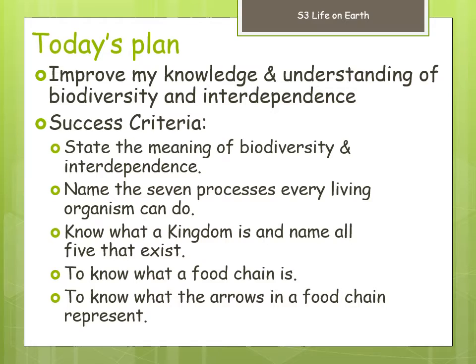So I'll start off every lesson like I probably would do in the classroom and let you know what the plan is. So the plan is to improve your knowledge and understanding of biodiversity and interdependence. And hopefully, at the end of this, you should be able to state the meaning of the words biodiversity and interdependence. You should be able to name the 7 processes that every living organism can do, know what a kingdom is and name all 5 that exist, know what a food chain is, and know what the arrows represent in a food chain. So that is our success criteria for today.